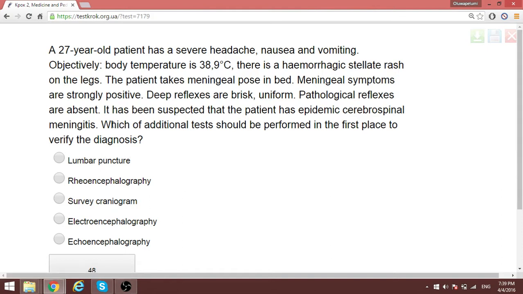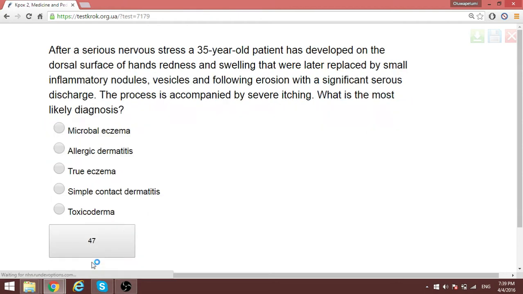So if a patient is having meningitis, reading out the question, you can have epidemic cerebrospinal meningitis. If a patient is having meningitis, what will you do to confirm it? You do a lumbar puncture and check the CSF analysis.